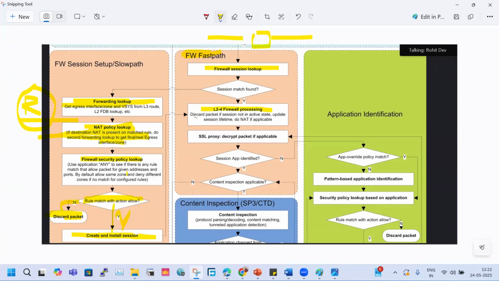That is, discard the packet if the session is not in active state. If the session is not in active state, then it is going to discard the packet. And if the session is already there, then it will update the session lifetime. And do the source NAT here. First of all, source NAT will be done here. After all those things, it will go to the next stage and do the SSL proxy decrypt.